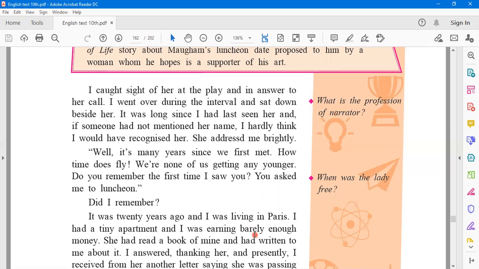What is the profession of the narrator? The narrator is a writer by profession. And then you have, when was the lady free? The lady was free only on Thursday in the afternoon.